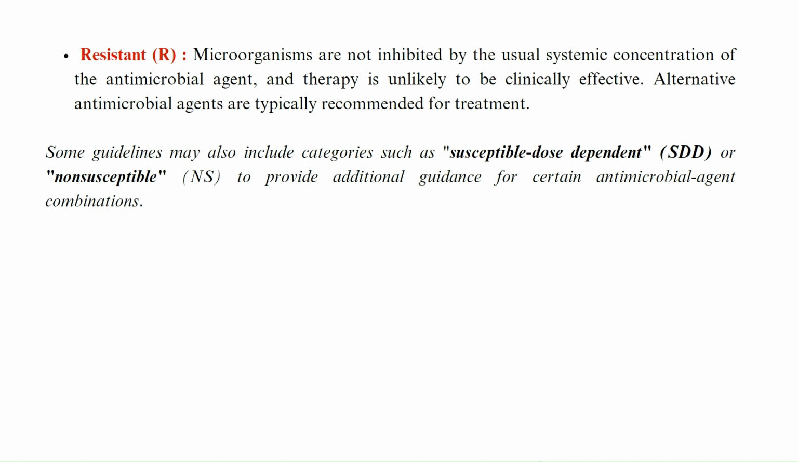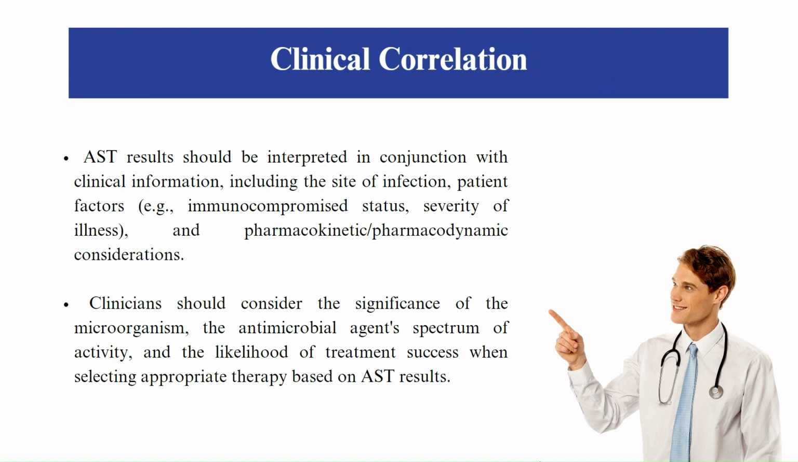Some guidelines may also include categories such as susceptible dose-dependent (SDD) or non-susceptible (NS) to provide additional guidance for certain antimicrobial agent combinations. AST results should be interpreted in conjunction with clinical information, including the site of infection, patient factors, for example, immunocompromised status, severity of illness, and pharmacokinetic or pharmacodynamic considerations. Clinicians should consider the significance of the microorganism, the antimicrobial agent spectrum of activity, and the likelihood of treatment success when selecting appropriate therapy based on AST results.